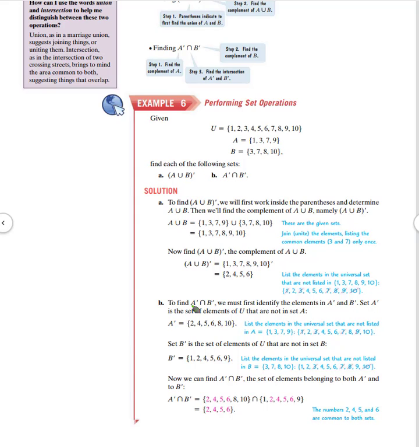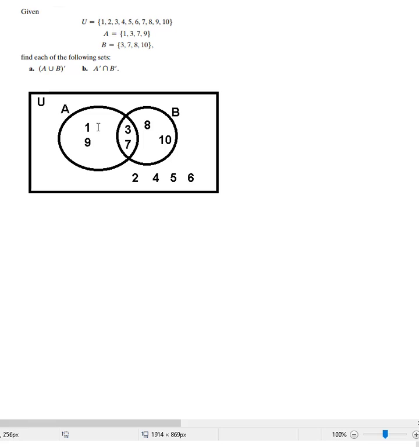For this kind of problem, I strongly suggest either make a Venn diagram or a list or something. They're telling us what set U is, what set A is, and what set B is. Here's a Venn diagram. Notice in U, I've got all the elements of A, all the elements of B, and then there's some that aren't in either one of those because U has some elements up here that aren't in either one of those other two sets.